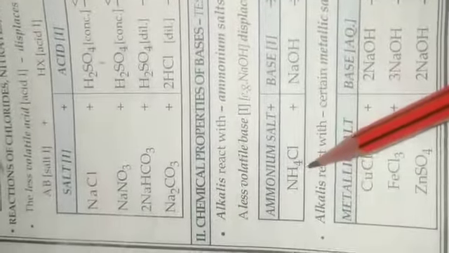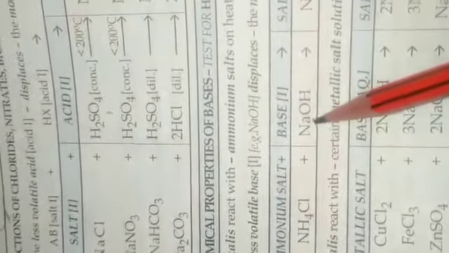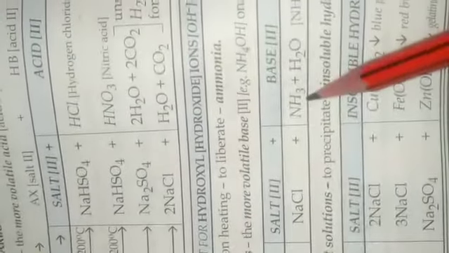Okay, so one example given is ammonium chloride. When it reacts with sodium hydroxide, it will give sodium chloride, then ammonia and water. So when ammonia and water both react, they will form ammonium hydroxide. So in ammonium hydroxide, OH, meaning the hydroxyl ion, is there.